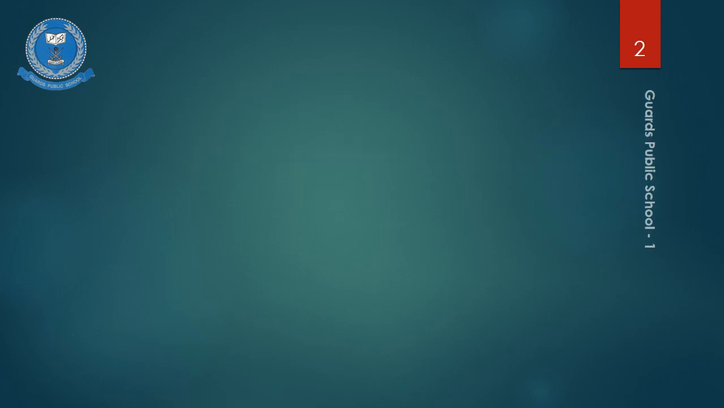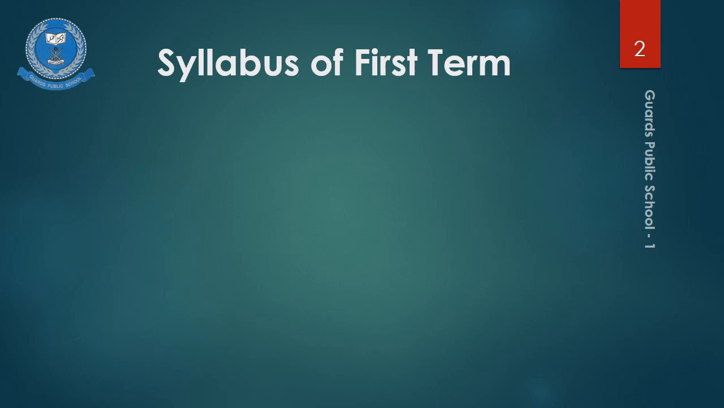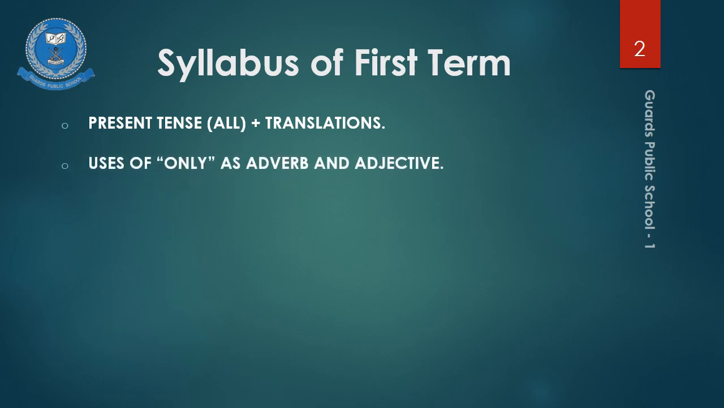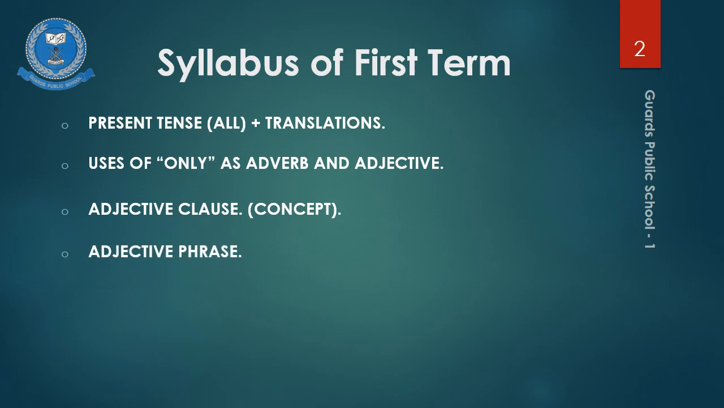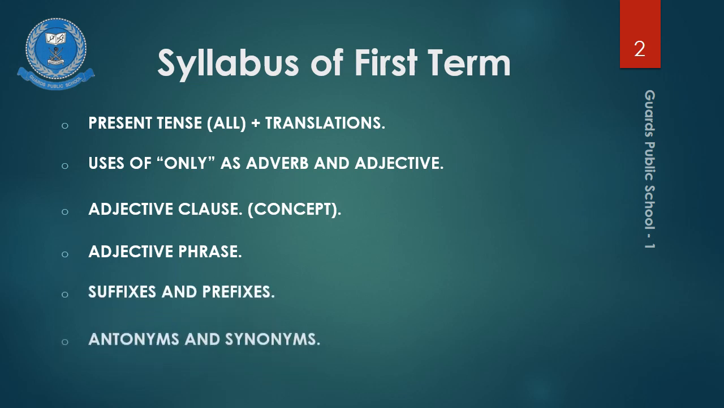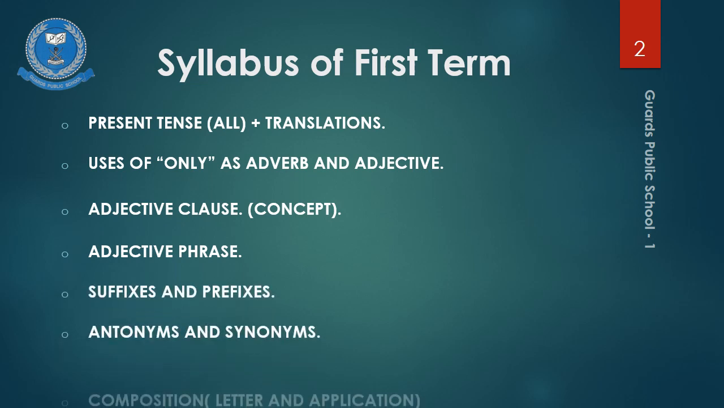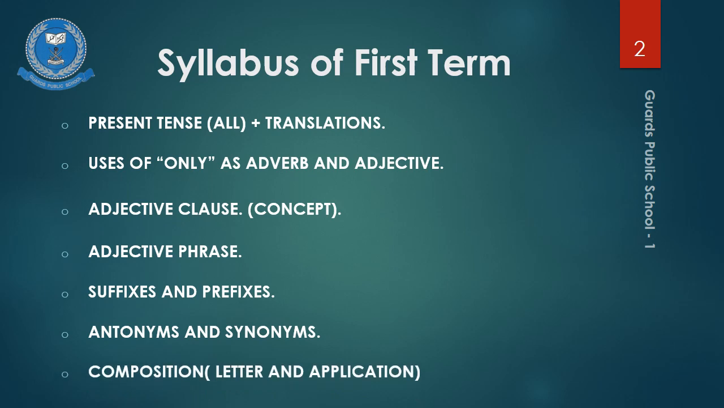This is your syllabus of English language for the first term. Number 1. Present tense, all four forms plus translations. Number 2. Uses of only as adverb and adjective. Number 3. Adjective clause, concept. Number 4. Adjective phrase. Number 5. Suffixes and prefixes. Number 6. Antonyms and synonyms. And number 7. Composition, letter and application.